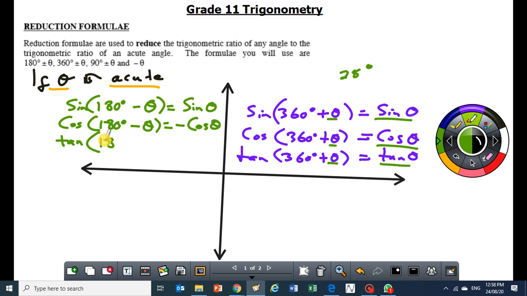Tan of 180 degrees minus theta. Okay? We are using theta as our reference and it's an acute angle, so that would be equal to minus tan theta. Because in the second quadrant, tan is negative. Then why is the top one not minus? It's not a minus sign because sine is positive in the second quadrant. Remember your CAST diagram.